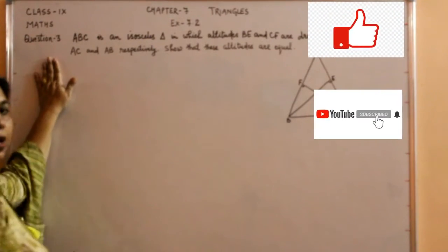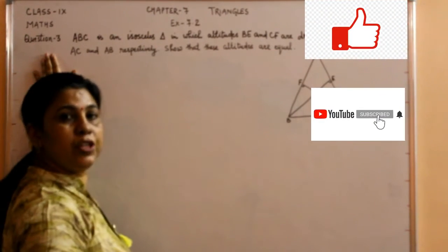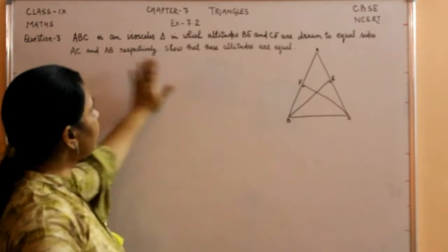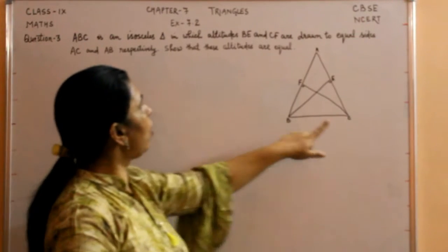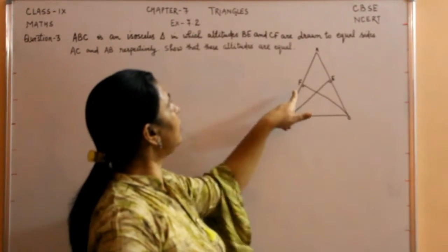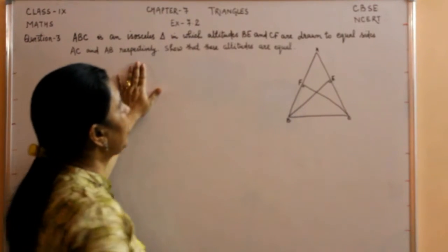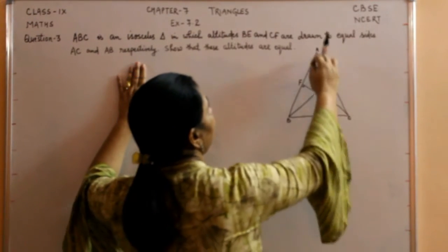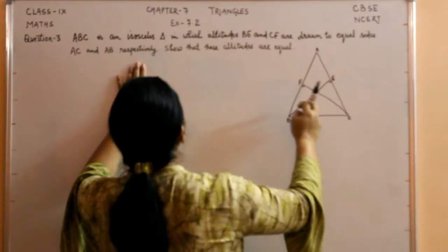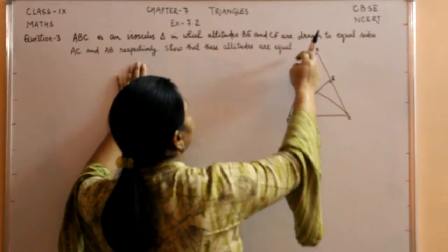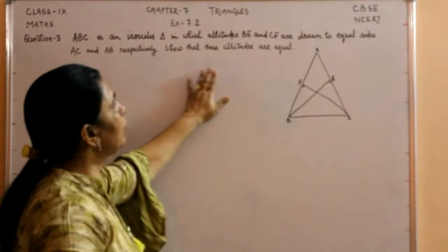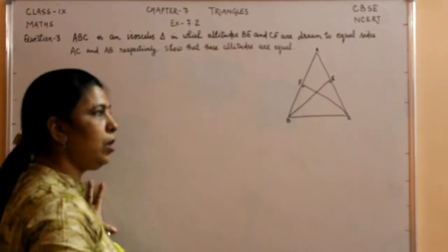Now coming to question number 3. This question says that ABC is an isosceles triangle in which altitudes BE and CF are drawn to the equal sides AC and AB respectively. This BE is an altitude to AC and this CF is an altitude to AB. We have to show that these two altitudes are equal.